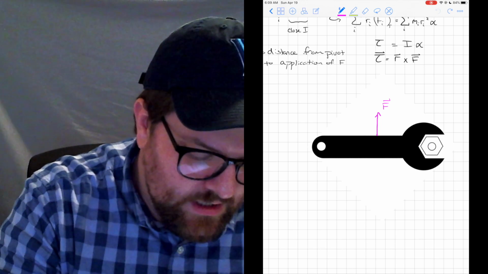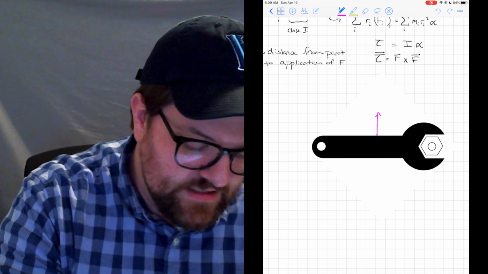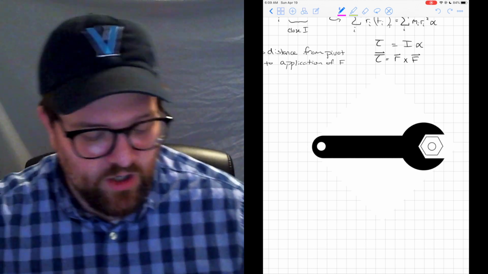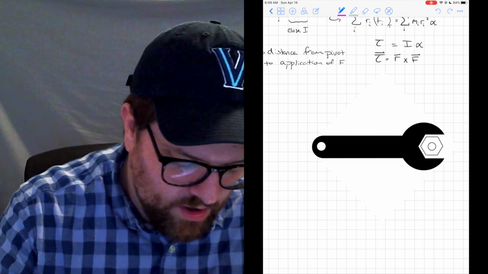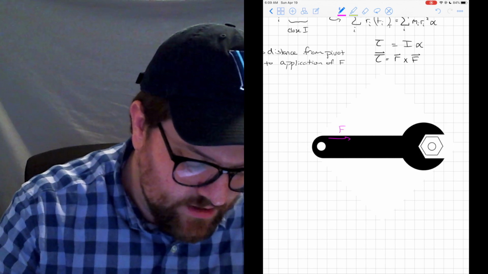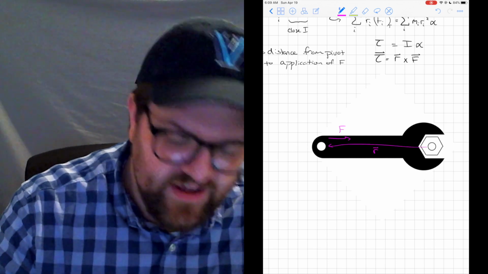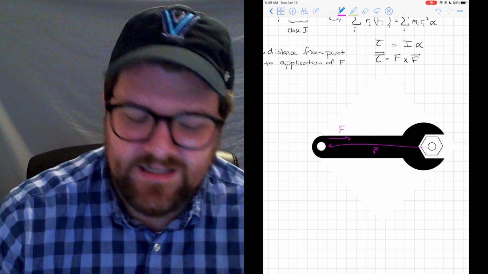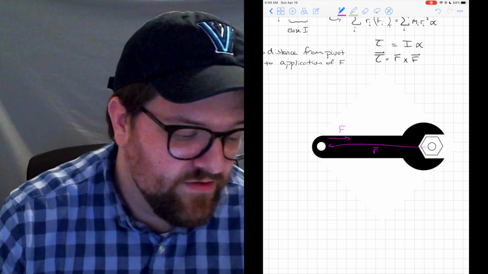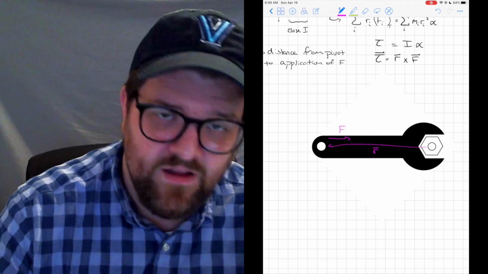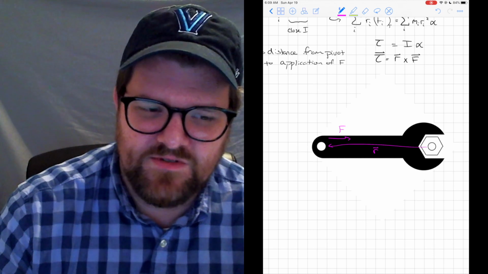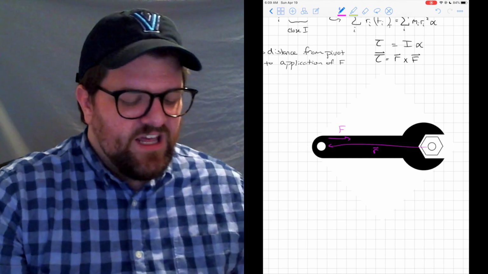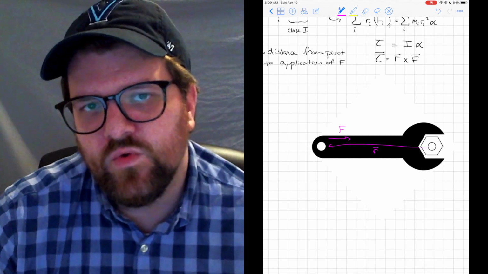Now, I do want to take a moment and just consider another scenario. What if I pull on this thing? Or what if I just push inward on my wrench here? What if I have something like this? Is this thing going to spin? Is this thing going to rotate at all? I don't think it will. I think you'll be confused and confusing everyone around you about what in the world you're doing with this wrench. But I don't think it's actually going to move.